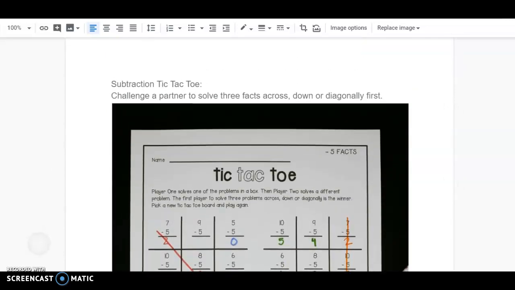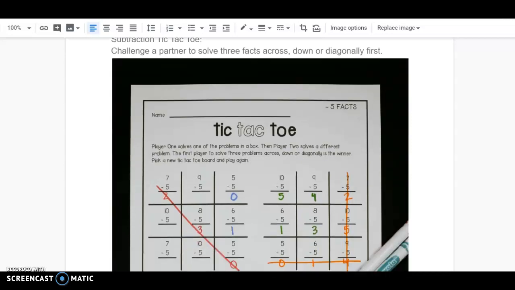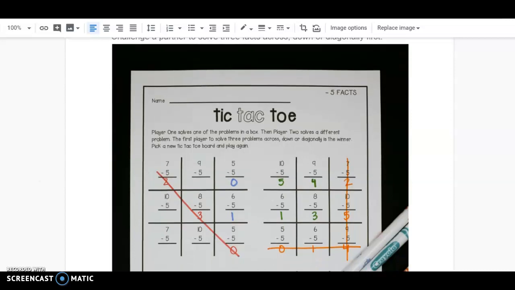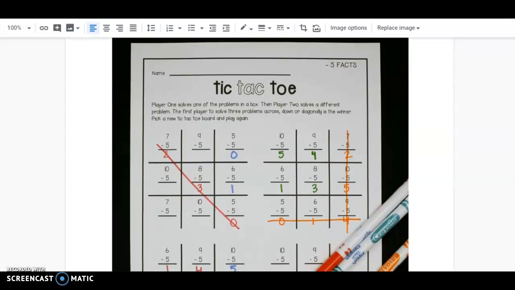My last activity is the subtraction tic-tac-toe. This allows you to challenge a partner to solve 3 facts across, down, or diagonally first. The directions read player 1 solves one of the problems in a box, then player 2 solves a different problem. The first player to solve 3 problems across, down, or diagonally is the winner.